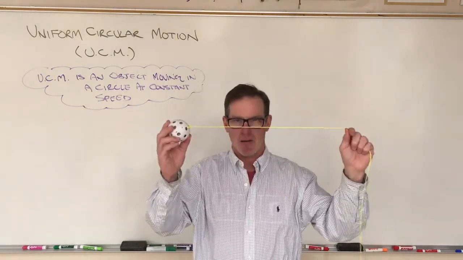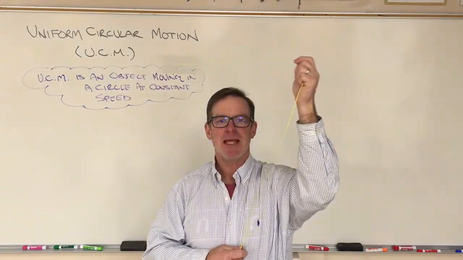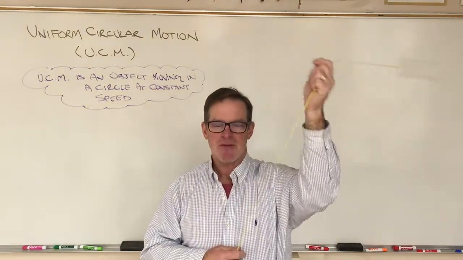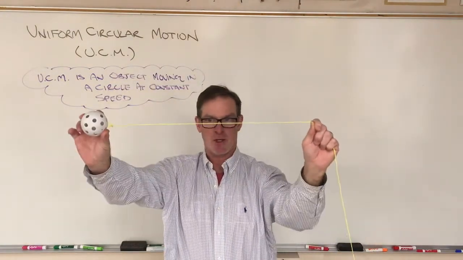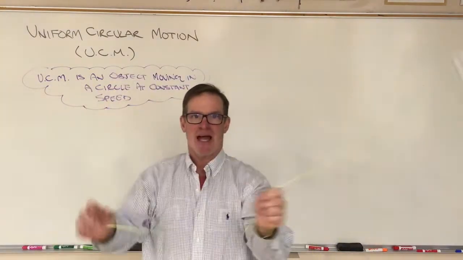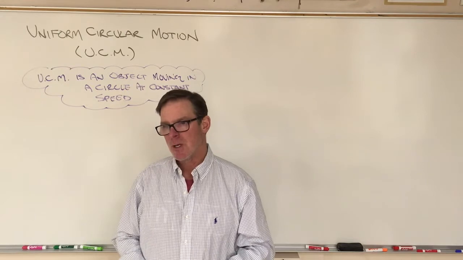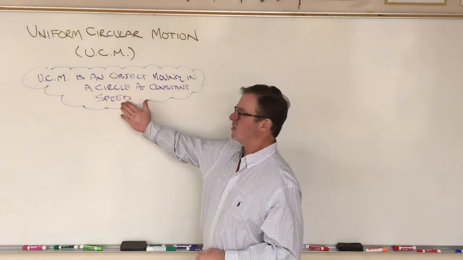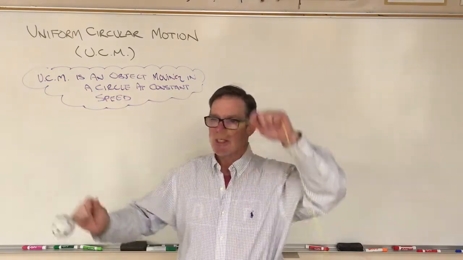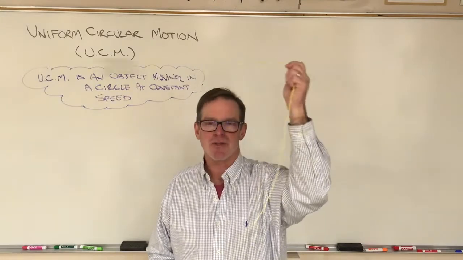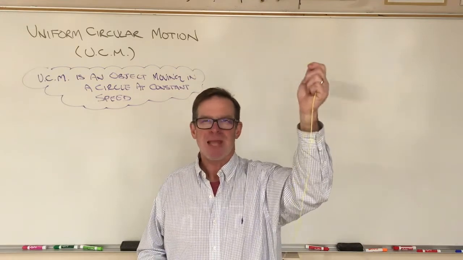For this object, this ball going around the circle, the length of the string isn't changing. And the length of the string defines the radius of the circle. This chord length is the radius of that circle. So the radius is constant. I already told you that we define UCM, or uniform circular motion, to involve moving at constant speed. So if it's going around the circle at a constant speed, the time it takes to go around the circle once is also the same.